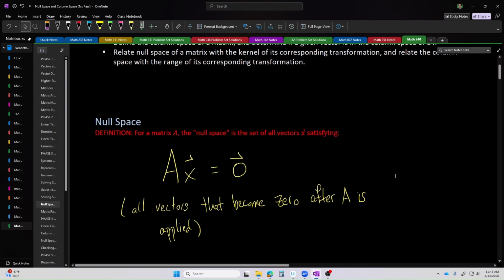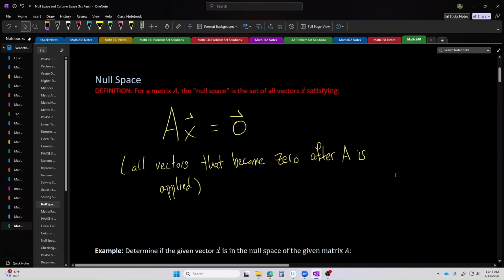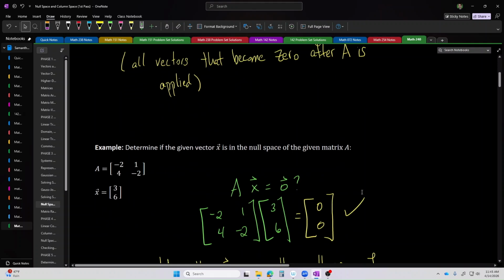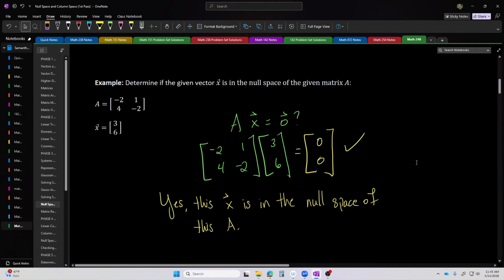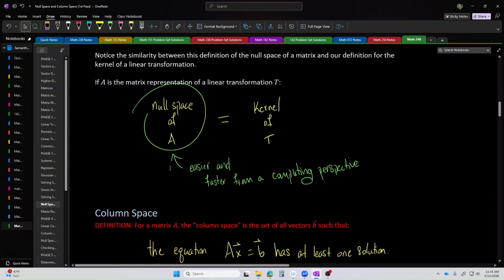So that concludes today's lesson. Today we defined null space for a matrix A, and the null space for a matrix A is just all the vectors that are in the domain of A, which happen to become 0 after the matrix A is applied. And if you need to check if a certain vector is in the null space of a matrix, all you have to do is multiply that vector by that matrix and see if the result is equal to 0 or not. The idea of null space of a matrix is equivalent and interchangeable with the idea of kernel of a linear transformation. So you might hear me using those terms interchangeably as we progress into the next several lessons.